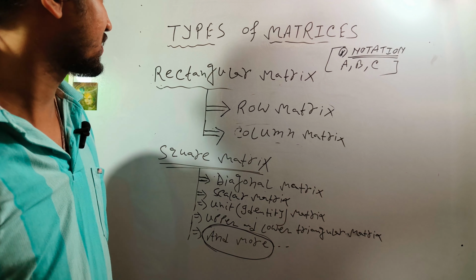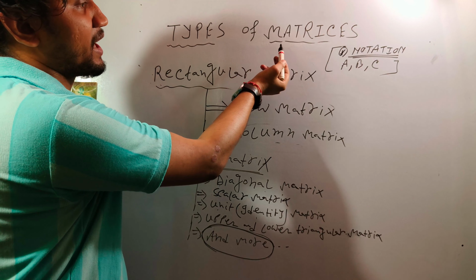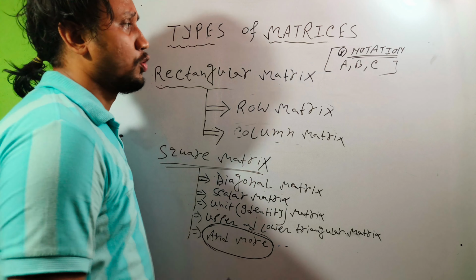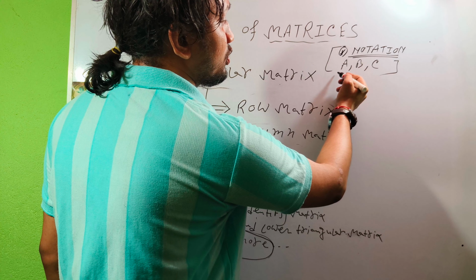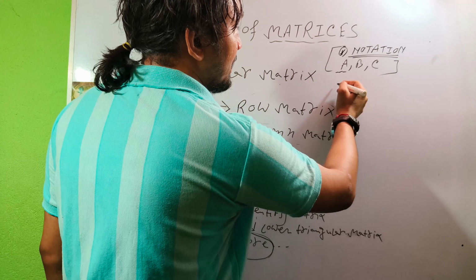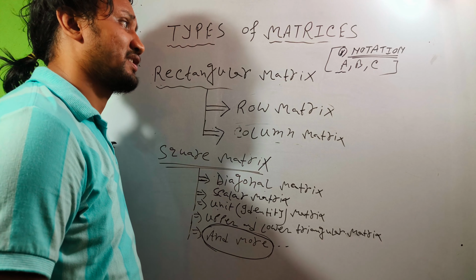Today we are going to discuss the types of matrices. Before going to know types of matrices, at first we should know what is the notation of a matrix. The notation for a matrix is usually capital letters. At first we have learned what is the definition of a matrix in our previous class.